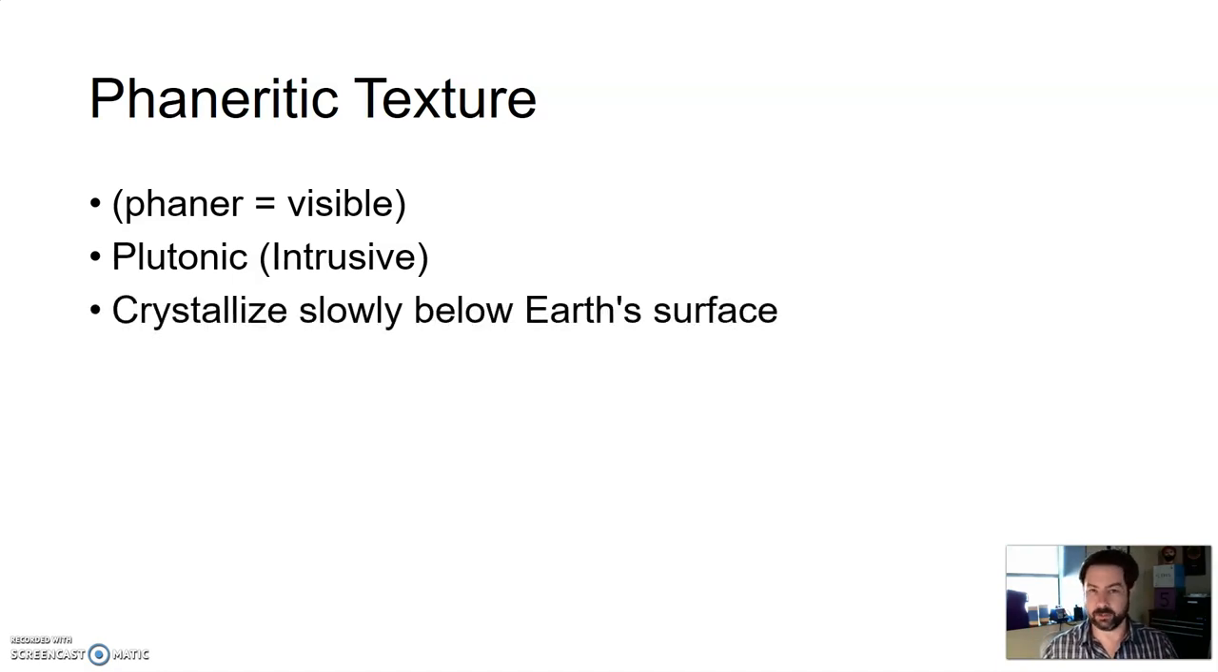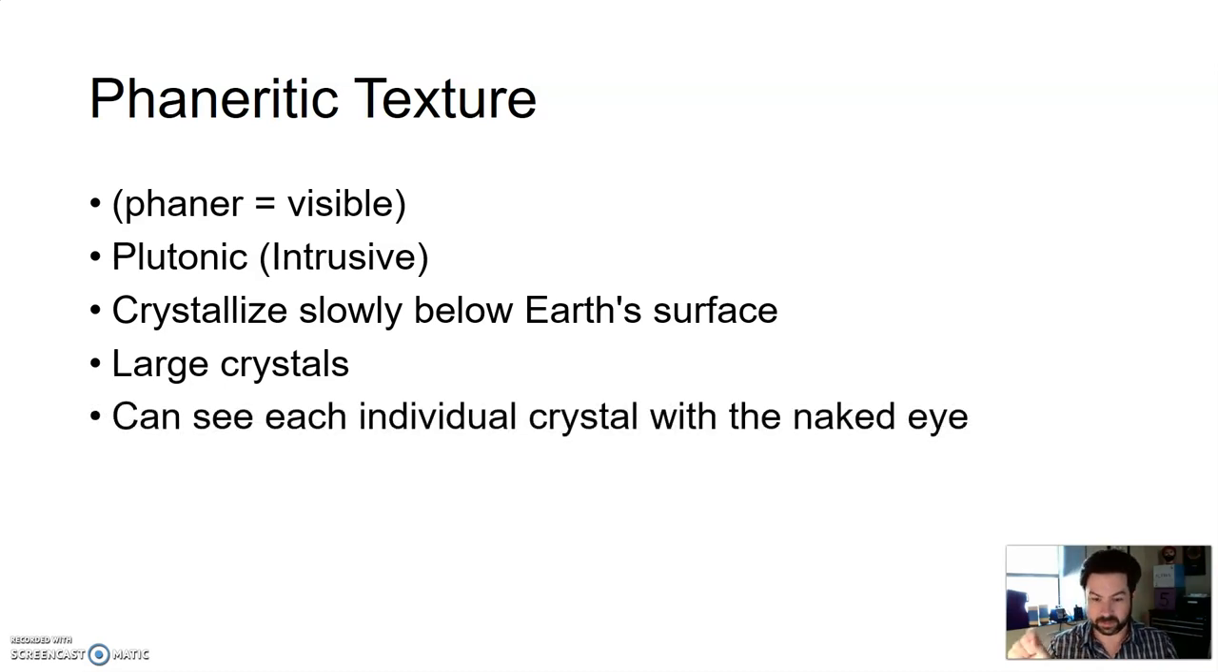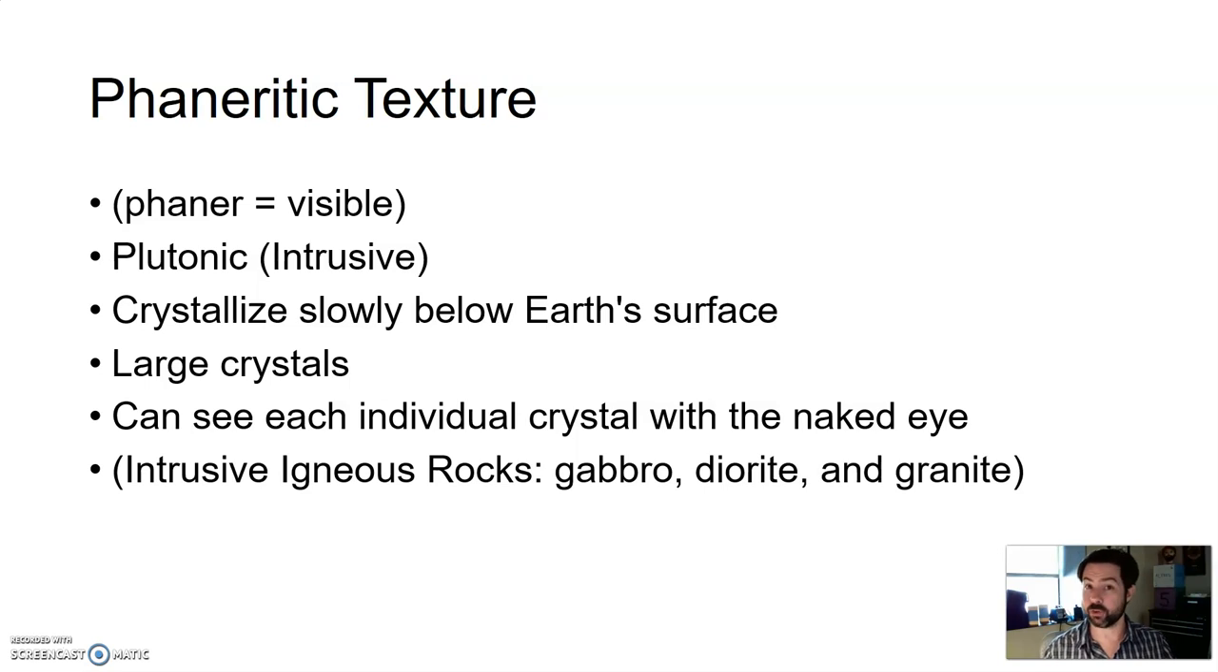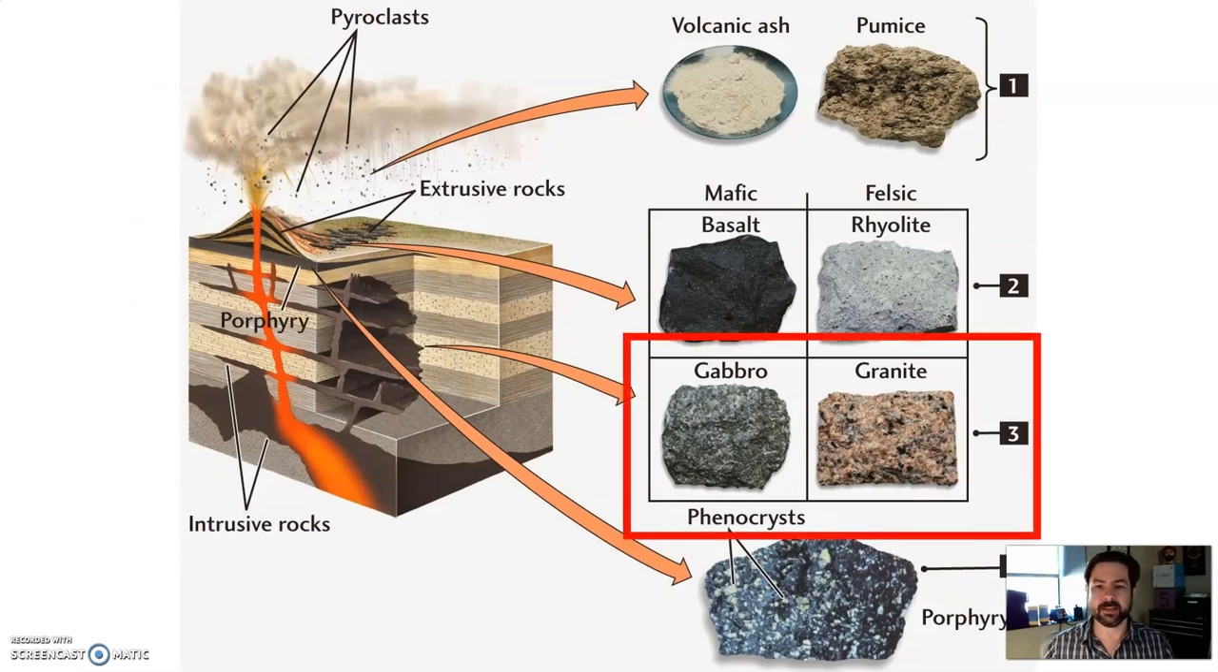So they crystallize below the Earth's surface, so they do so very slowly, which allows them to grow larger crystals, and the different kinds of mineral crystal grains can be seen with the naked eye. Some common intrusive igneous rocks have names like gabbro, diorite, and granite. So again, these are forming from molten material, magma in this case, that cooled and solidified inside the earth.